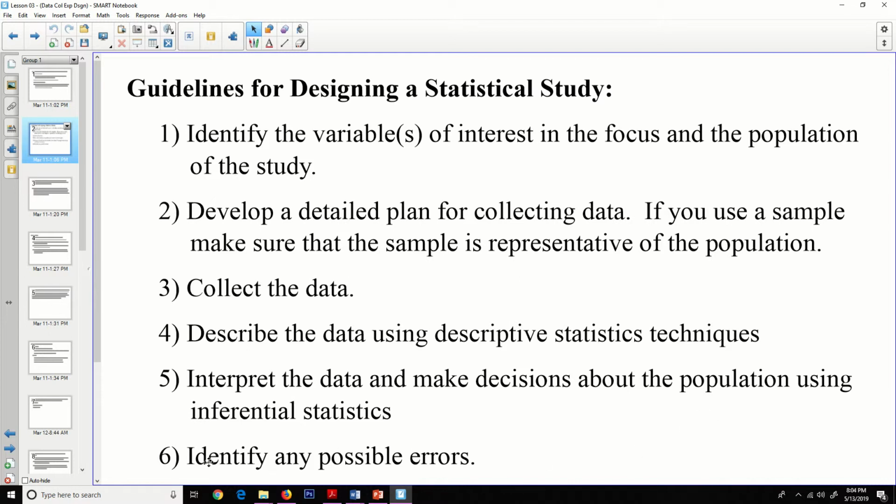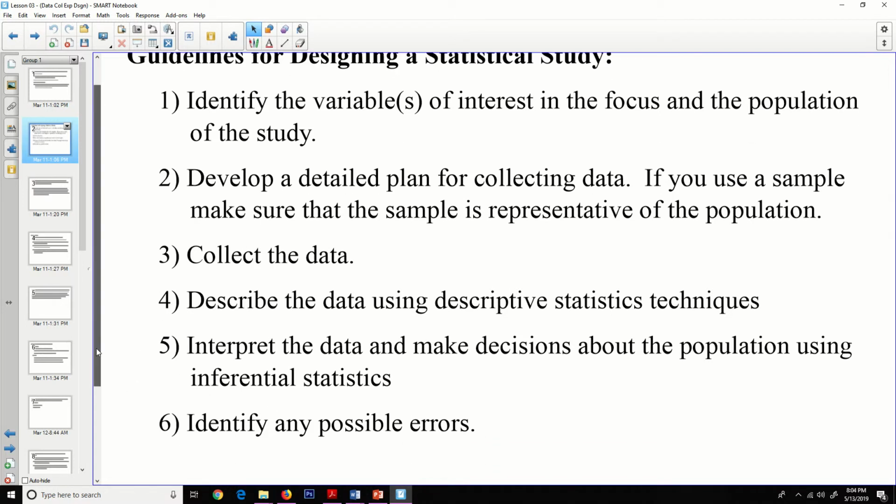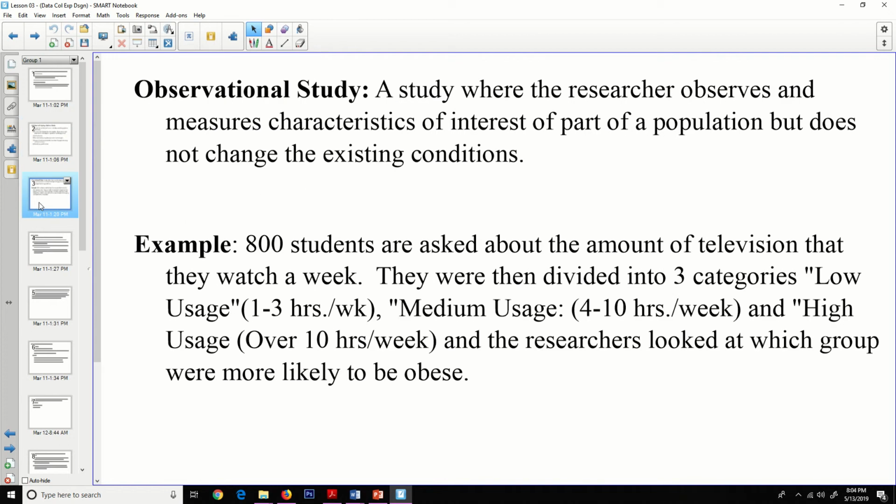And then finally, we're going to identify any possible errors. It's good for us to find our own errors and take time to be rigorous about our experiments or our studies and try and identify things that might affect the outcome. And that way, when someone else reads your study, you can say, hey, we've already considered a number of these factors. And let's go on to the next slide.